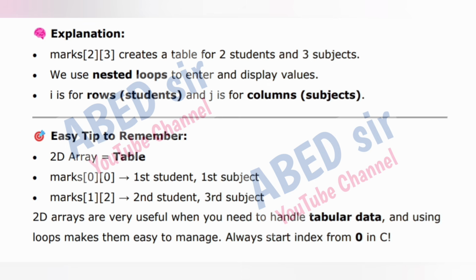marks[2][3] creates a table for 2 students and 3 subjects. We use nested loops to enter and display values. i is for rows, students, and j is for columns, subjects. Easy tip to remember: 2D array is equal to table. marks[0][0] is the first student, first subject. marks[1][2] is the second student, third subject. 2D arrays are very useful when you need to handle tabular data, and using loops makes them easy to manage. Always start index from 0 in C.